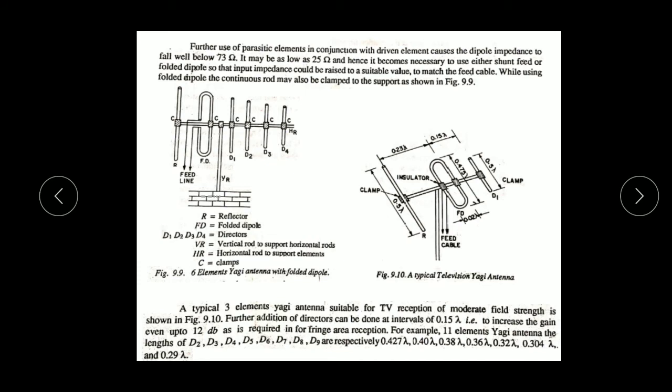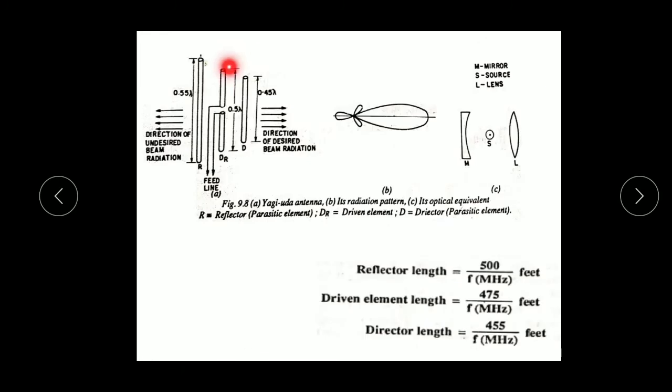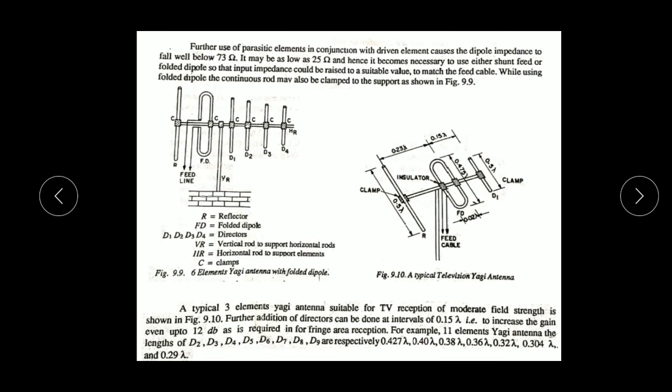So this is the complete Yagi-Uda antenna structure. This is the 6 element Yagi-Uda antenna with folded dipole. In this case we use only a single dipole antenna, which has an input impedance of 73, but in this case we use the folded dipole antenna. So this is the folded dipole antenna here, with the six element Yagi antenna.